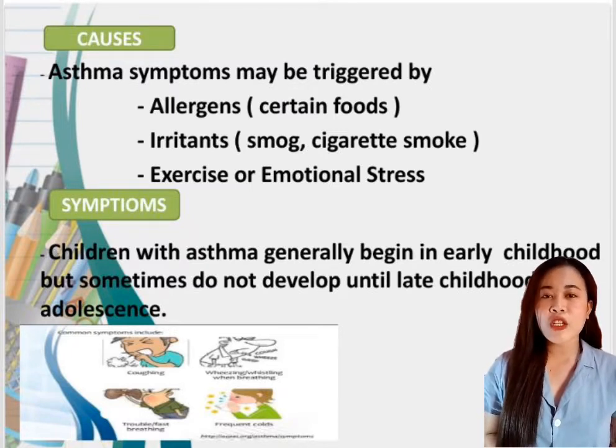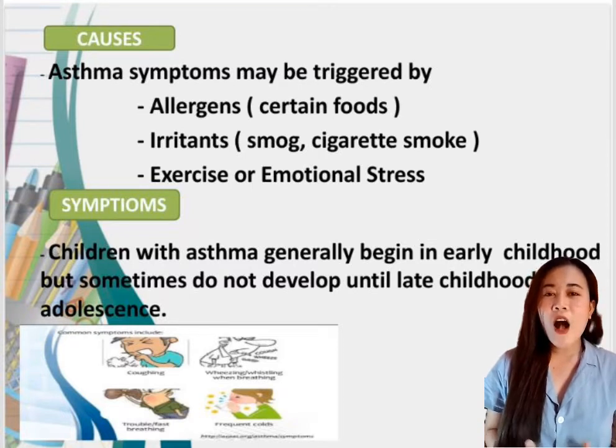Children with asthma generally begin showing symptoms in early childhood, but sometimes they do not develop until late childhood or adolescence. Symptoms might also appear following a viral infection of the respiratory system.